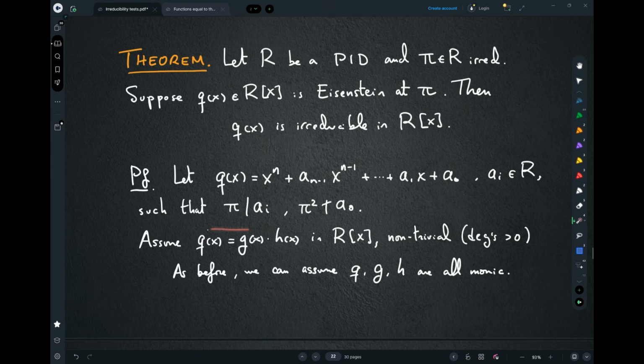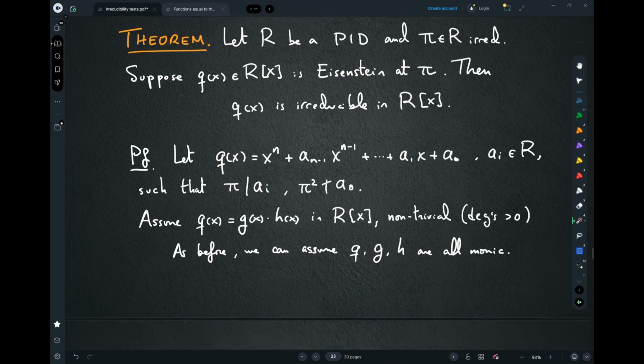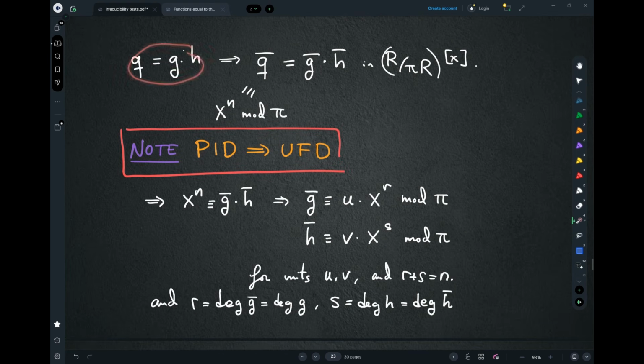And suppose we do have a non-trivial factorization g(x) times h(x) in R[x]. So the degree of g and the degree of h are bigger than 0, for a contradiction. As before, like we did in the other proof, there's a trick: without loss of generality, I can move constants around, so I can assume that Q, g, and h are all monic polynomials. And since I have a factorization, I can pass to the quotient. So I can look at the factorization associated to that in R modulo pi, and in this ring, now, this is a field. So this is a polynomial ring over a field, and that's going to help.